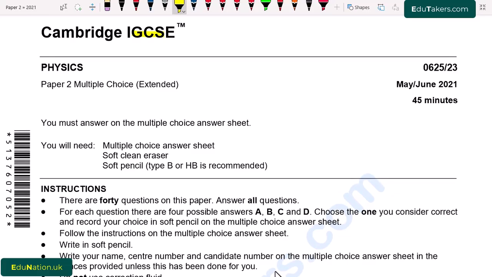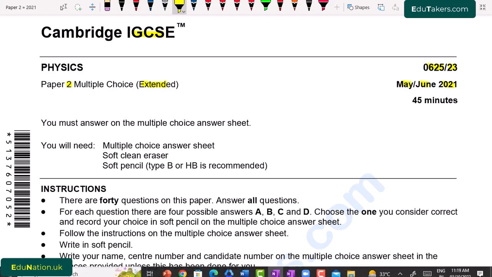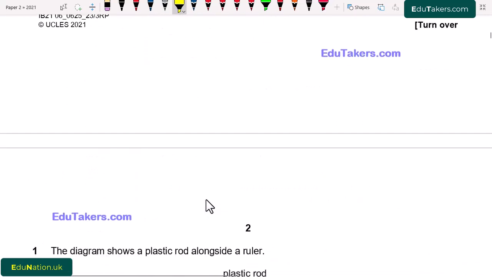Today we are going to solve Cambridge IGCSE Physics Paper 2 Multiple Choice Extended held in May-June 2021, and the paper code is 0625 with variant 23. So let's start from question number 1.